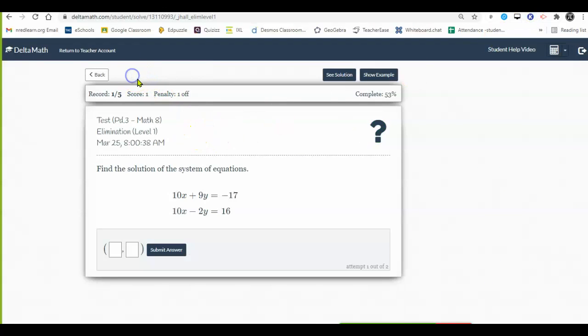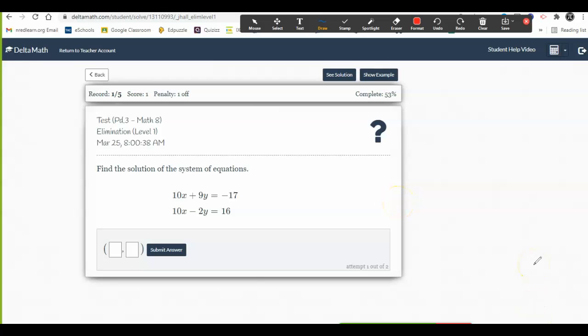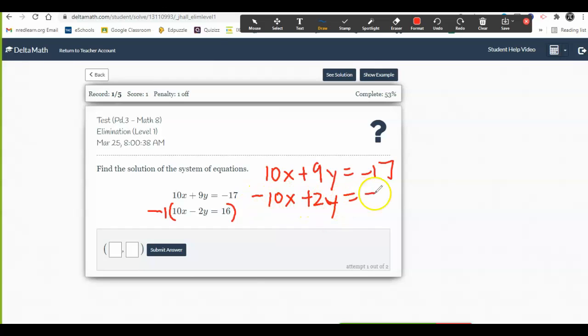Let's try one more. Okay. For this one, again, I have matching 10s, but I don't have opposite signs. So again, I'm going to distribute that negative 1. Keep the first sentence the same, and change all the signs of the second numbers. Negative 10x, positive 2y, negative 16. These eliminate. This becomes 11y. This becomes negative 33.